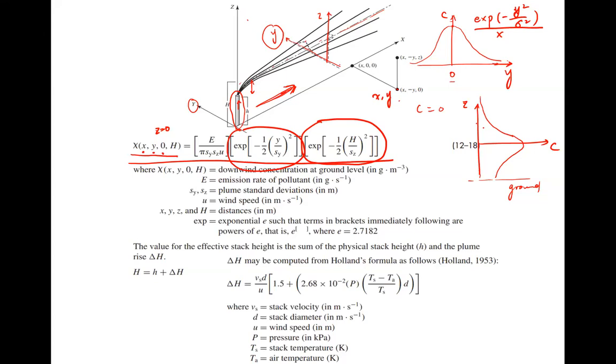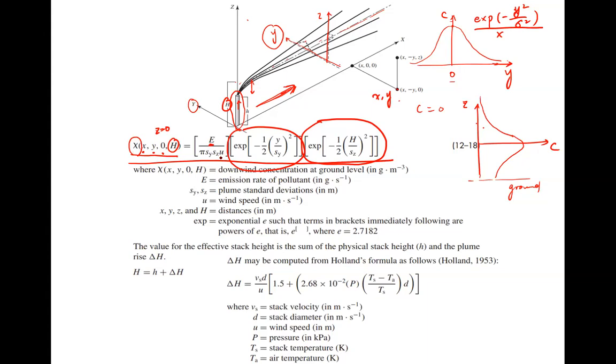And then this h here is the effective stack height. This is the height of the plume. These are the parameters used here for solving the concentration at basically any location on the ground. On the right-hand side, it depends on the emission rate of the pollutant, say how many kilograms of particulate matter are emitted per second.